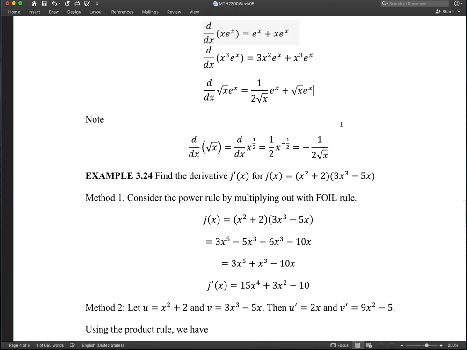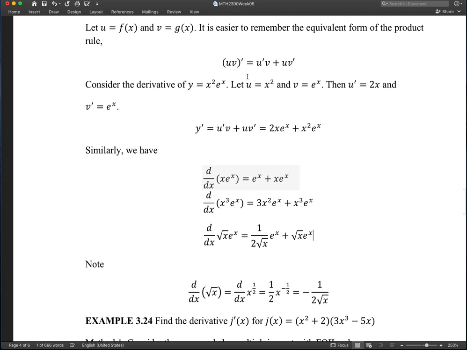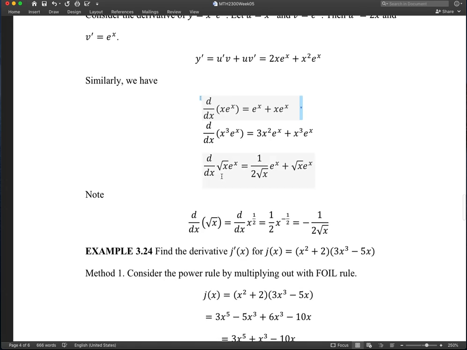Again, one more time, derivative product rule. Derivative of a product is u prime v plus u v prime. Okay. One more. Derivative of square root of x times e to the x. It might be a little more complicated.